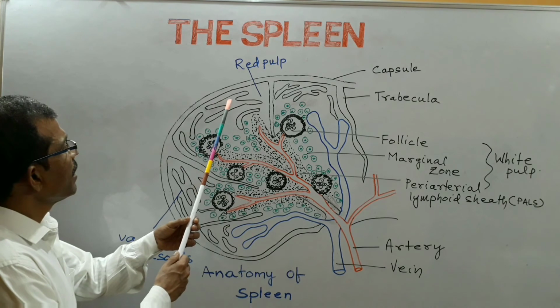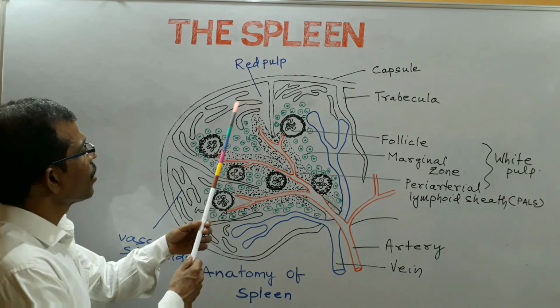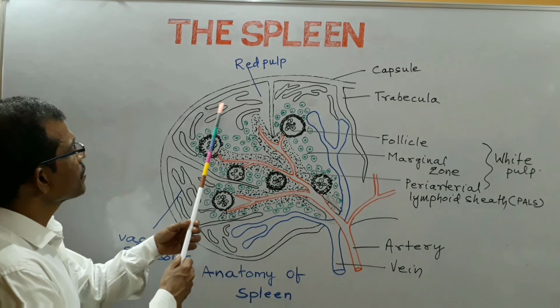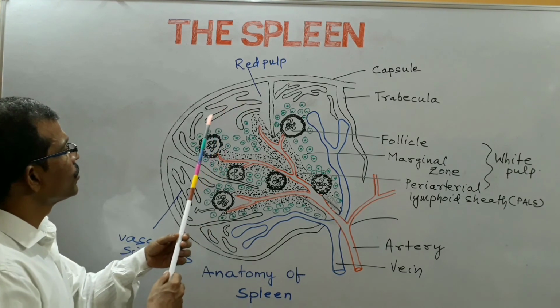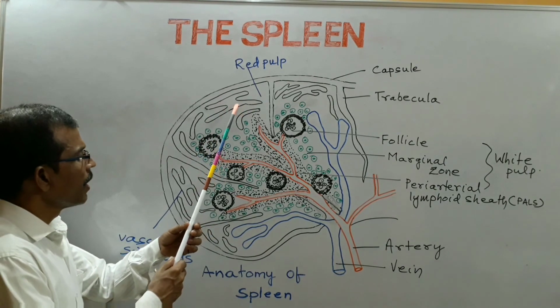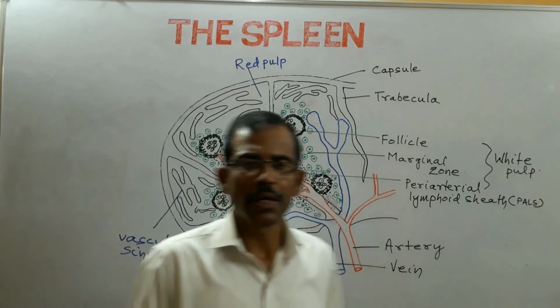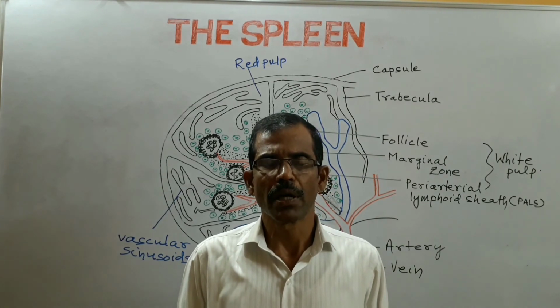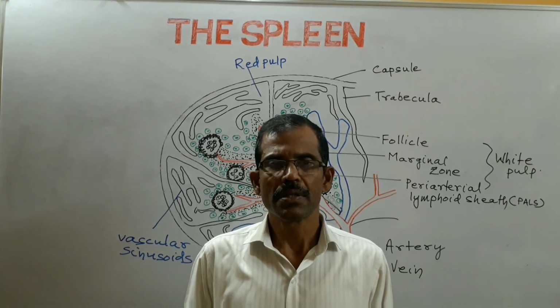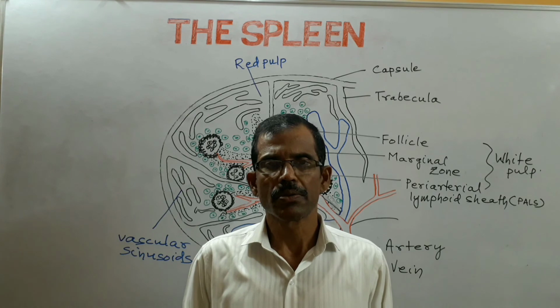Blood flows freely in the vascular sinusoids. This type of circulation is known as open circulation, and open circulation is the characteristic of the human spleen. This is about the structure of the spleen.